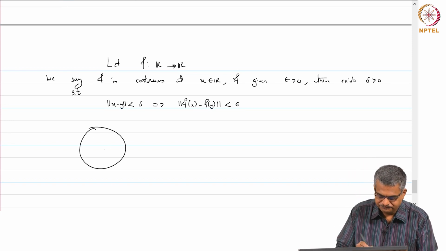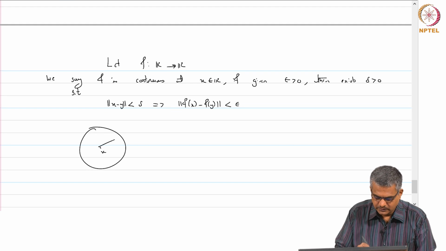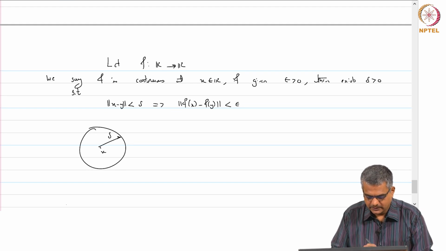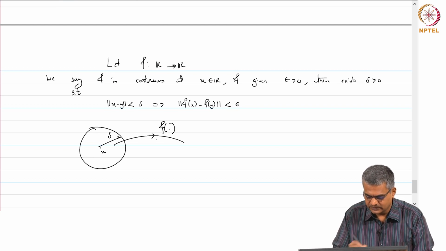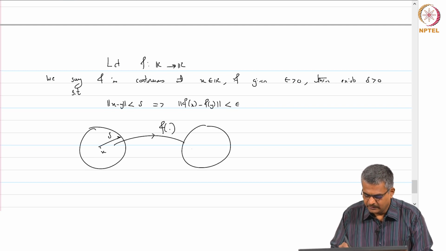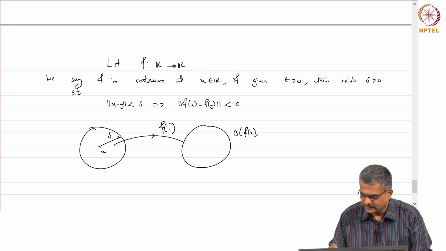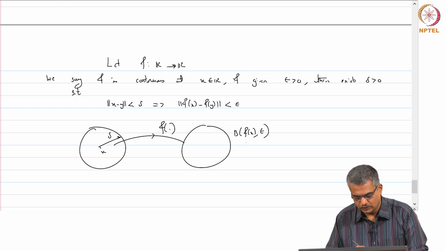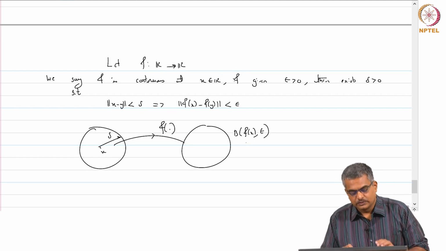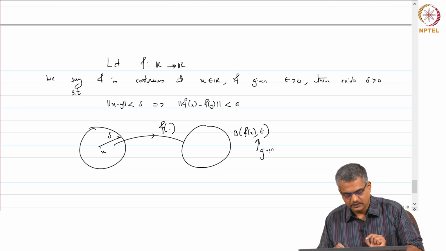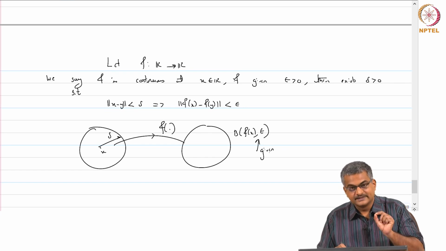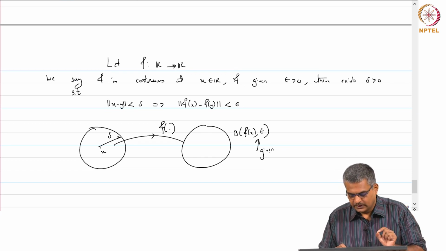So, you have an x here, you have a delta ball, right, and then you map all this through this function f, you end up with a ball with center as f of x and radius as epsilon. So, f is said to be continuous at x, right, if this is given to you, epsilon is given to you, x is a test point and epsilon is given to you.